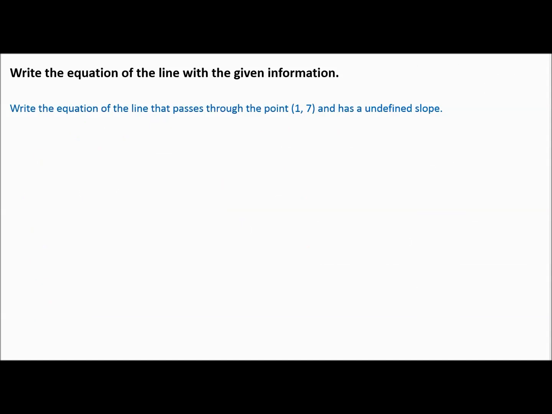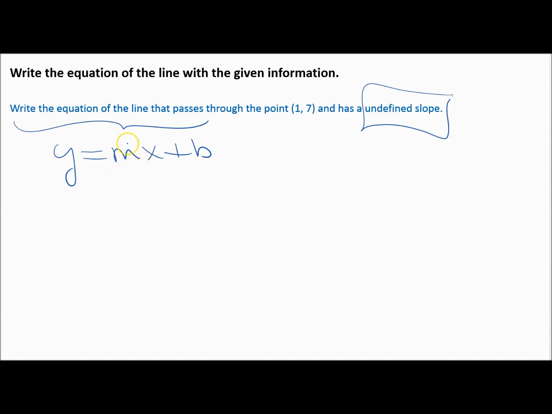Alright, for the last problem on this video, write the equation of a line that passes through the point 1, 7 and has an undefined slope. So again, write the equation of a line leads me to y equals mx plus b. And normally that works perfectly every time. But we have a special situation right here. We have an undefined slope. So how do you plug in undefined for an m and then go anywhere with that?